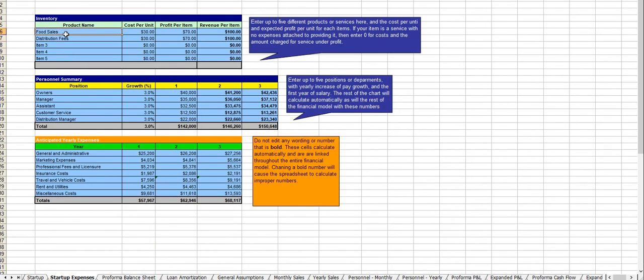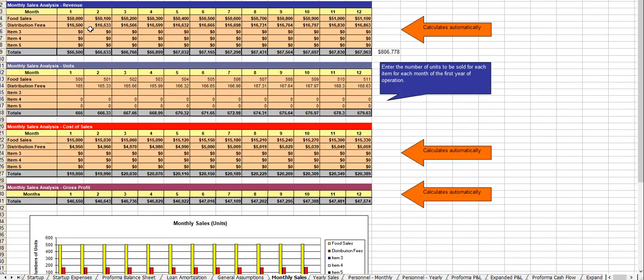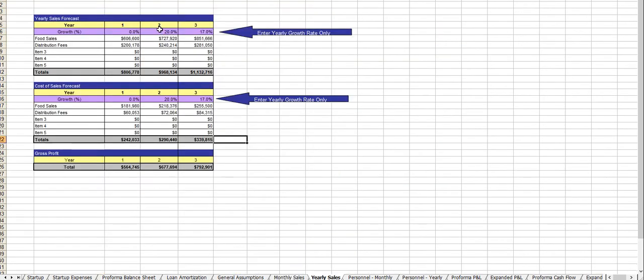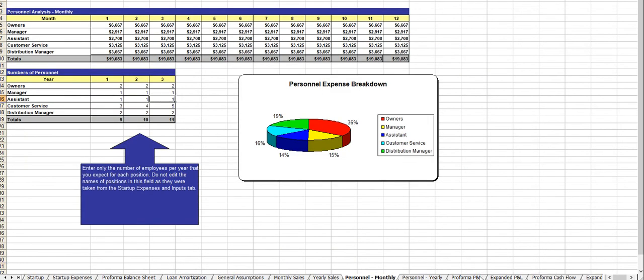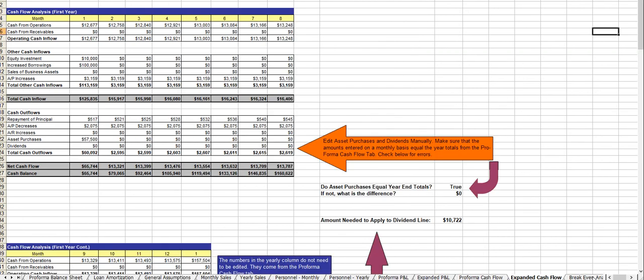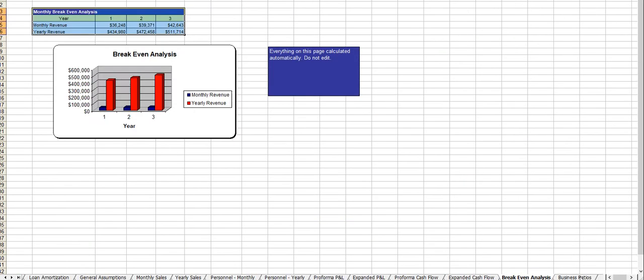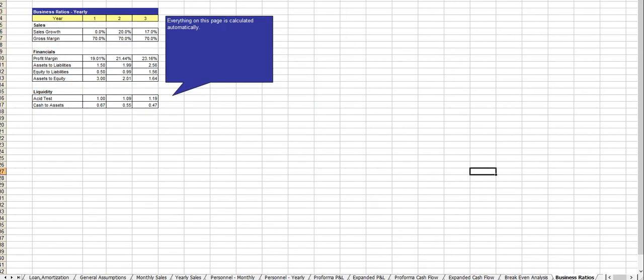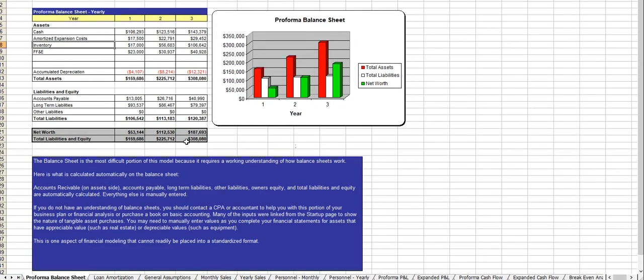From there, you put in your revenue centers, your positions and payroll, your underlying expenses. From there, you put in your anticipated monthly revenues here, your growth rate for year two and year three here, your headcount, and outcomes: your profit and loss statement, the expanded profit and loss statements, cash flow analysis, expanded cash flow analysis, break-even, business ratios, and the balance sheet.